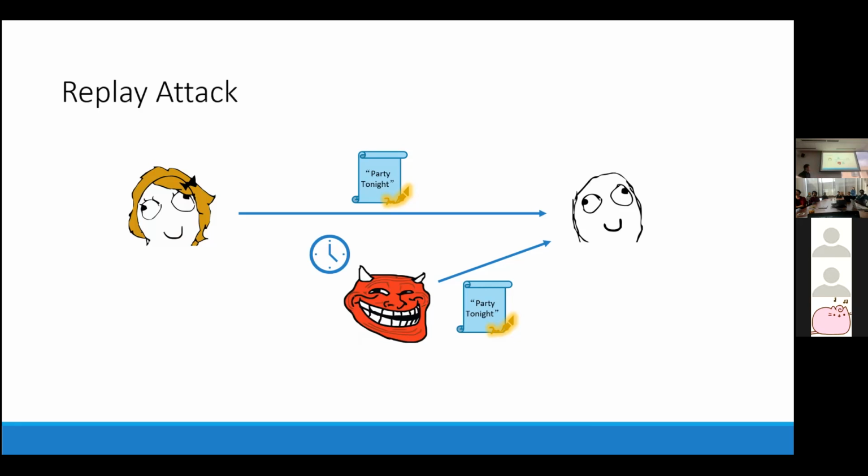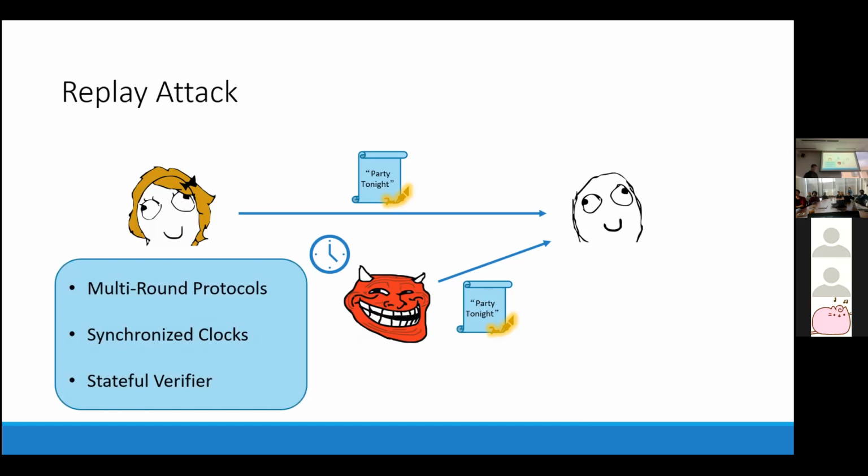So this is what we call a replay attack. And to protect against these replay attacks, there are a couple of options. We either make the protocol go multiple rounds, or we can have Alice and Bob maintain a synchronized clock, and they would include the clock information within the signature. Or we require the verifier, Bob here, to keep state.